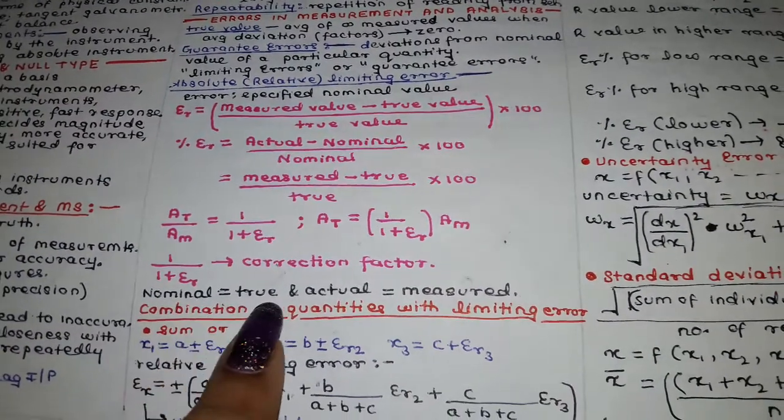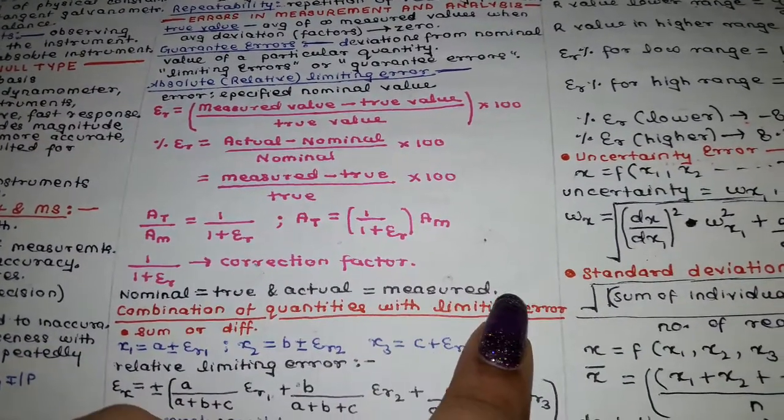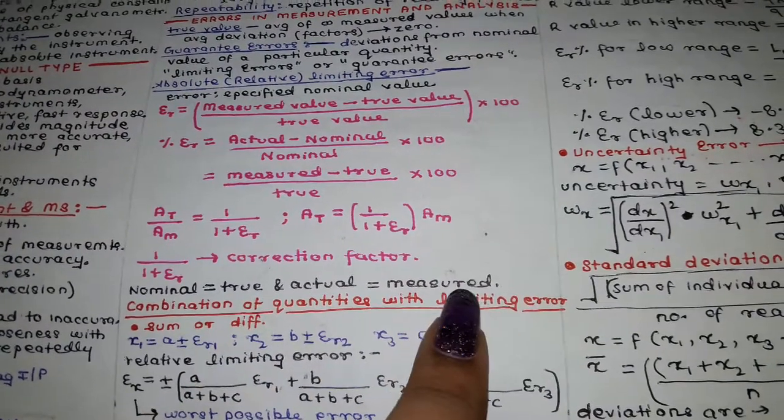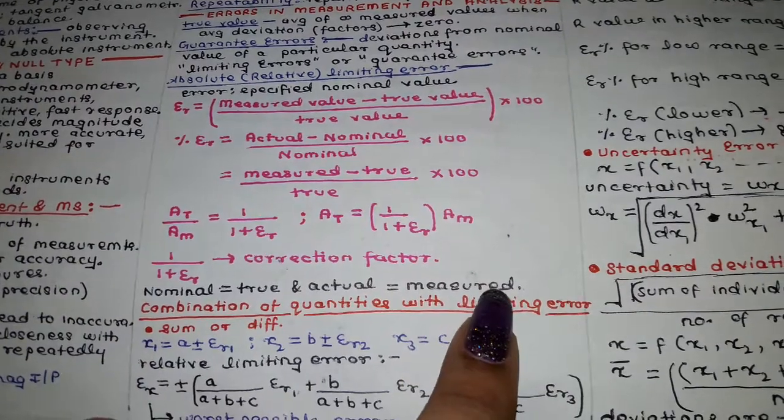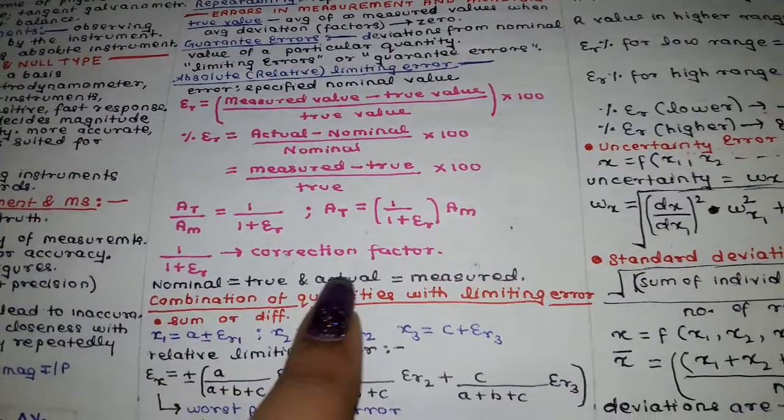Nominal equals true and actual value equals measured. This is the condition we want but it is never achieved. We have certain errors in the way. The differences here lie because of errors.